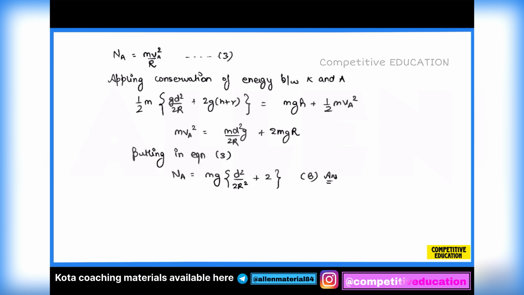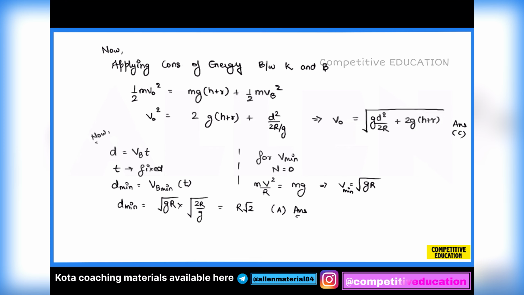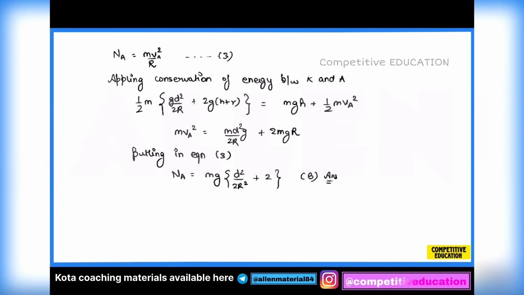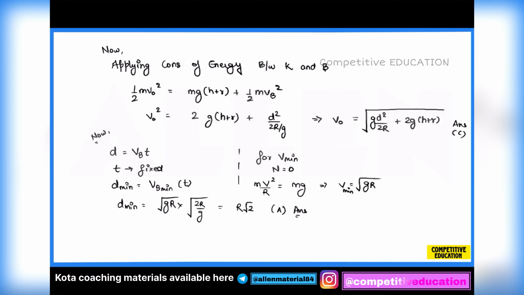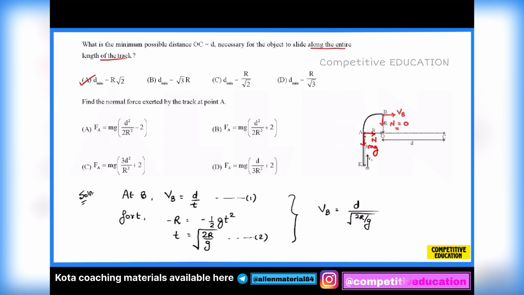Now vK, the velocity at K, I have already found here. So squaring this, I will get this term. This will be equal to the potential energy at A, that is mgh, plus half m vA square. From here I will calculate the value of m vA square, which will come out to be this. Now I will put this value in this equation number 3. So my normal at A will come out to be this, which is given in option B. So my correct answer for the third question will be option B. So I hope you have understood this. Thank you very much.